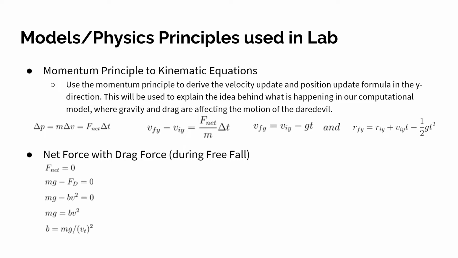And next we use net force with drag force during free fall to determine what our drag constant B is. So as you can see here, during free fall, the net force acting on the daredevil is 0. So we know that the weight of the daredevil is equal to the force of drag that he feels. The force of drag is equal to Bv squared, where B is, as I said before, the drag constant. And so isolating for it, we see that B is equal to mg divided by vt squared, where vt is terminal velocity, which is the max velocity that the daredevil reaches.